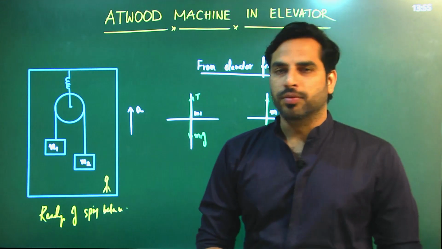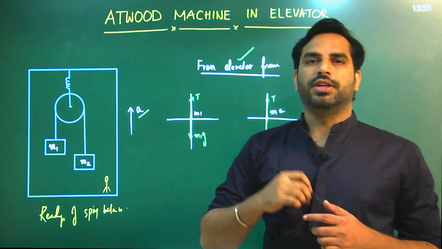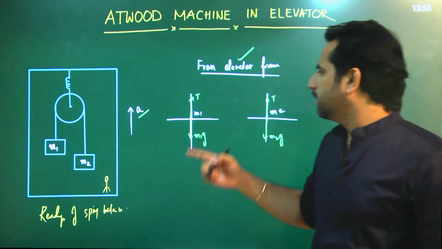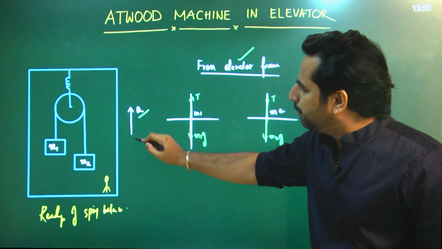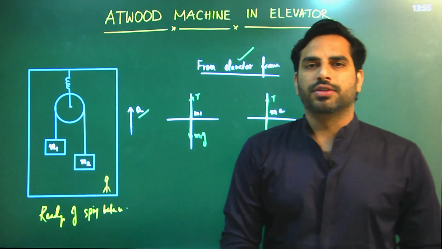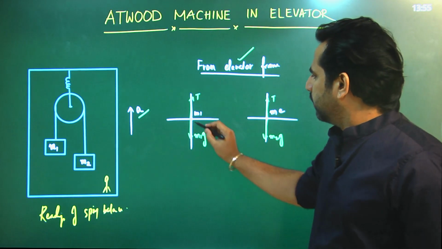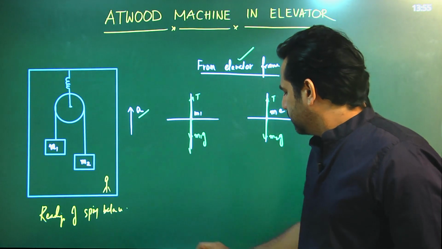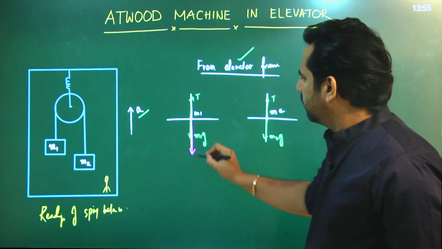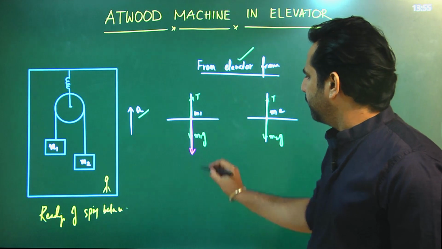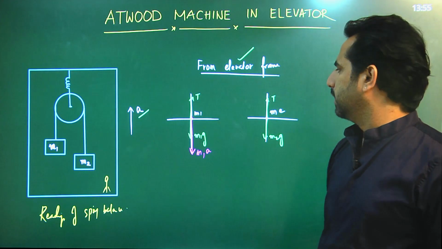Is that all? No, because we are working from the elevator frame which has acceleration, so it is non-inertial. We should not forget pseudo force. The frame of reference is moving with an acceleration a upwards, so the direction of pseudo force will be downwards on both M1 and M2. Let me represent pseudo force with a different color. So pseudo force is down, opposite to the direction of acceleration of the frame of reference, and magnitude is mass of the system into acceleration of the frame of reference.